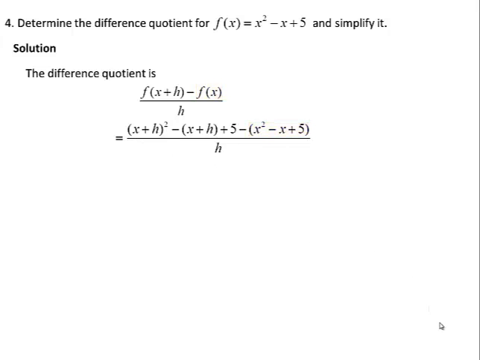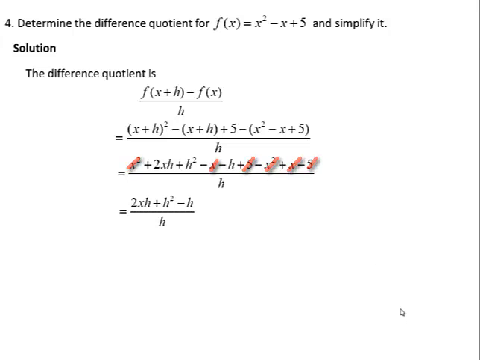Well, now it's a Nike problem. Just do it. Take your x plus h and square it. That's an x squared plus 2xh plus h squared. Distribute this negative 1, so minus x minus h plus 5. Distribute this negative 1 on through, and it gives you minus x squared plus x minus 5 all over h. And it looks like we'll have some stuff cancel out. It looks like the x squareds will cancel out, and the x's will cancel out, and the 5's will cancel out. So we actually have a lot to cancel out.